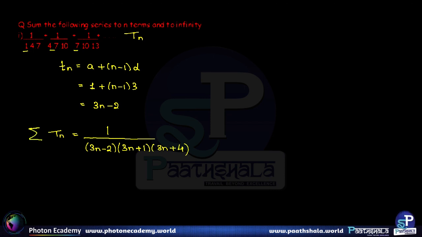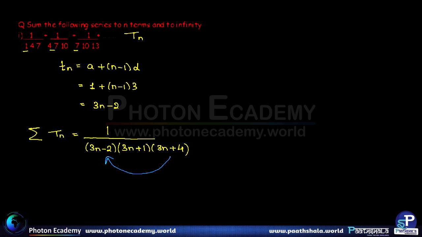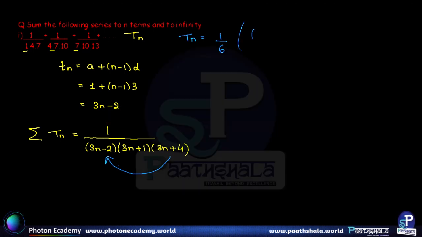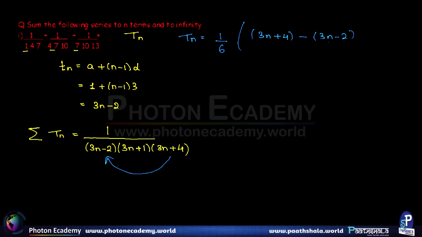Now, in such series, the general way of solving this is we have to multiply and divide by the last minus the first term, that is 3n plus 4 minus 3n minus 2 is equal to 6. So multiply and divide by 6. So we get 1 upon 6, and in the numerator, write the numerator in the form 3n plus 4 minus 3n minus 2. So here we are supposed to have 6, so 3n will get cancelled. 4 minus minus 2 is plus 6.